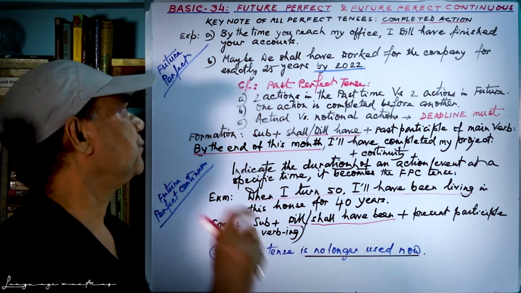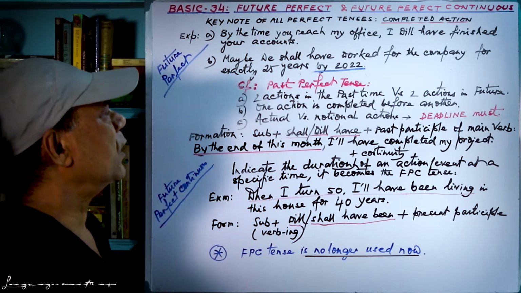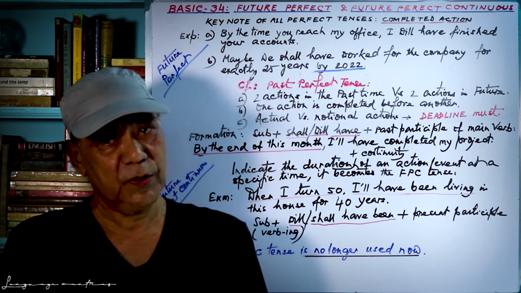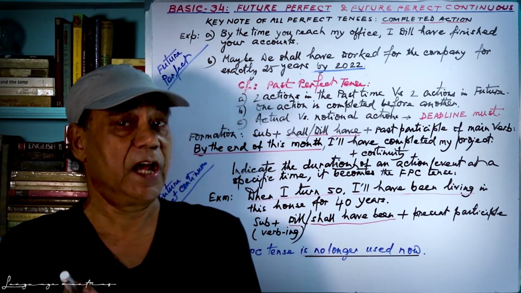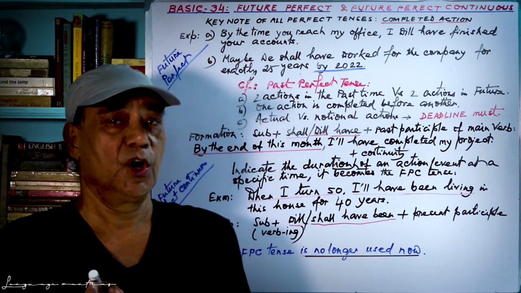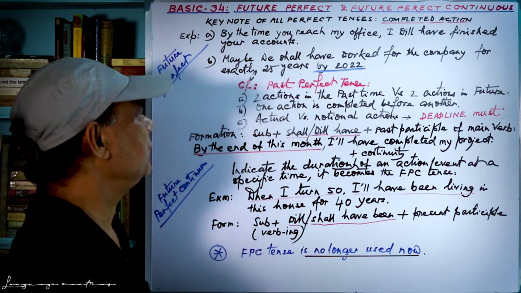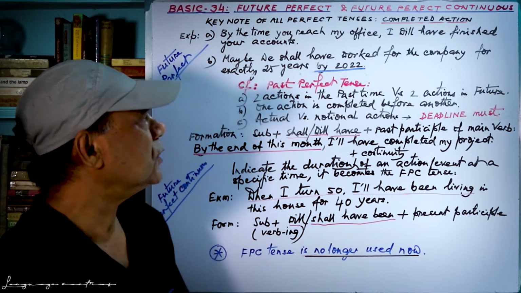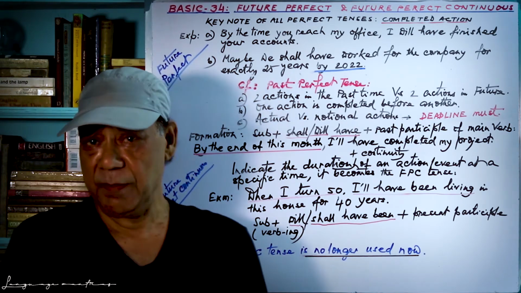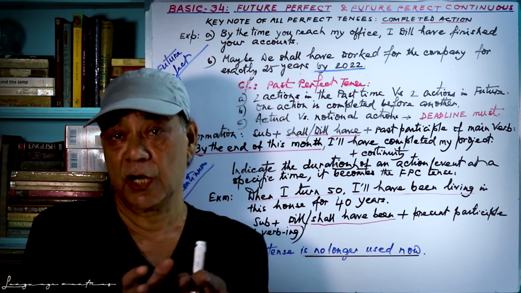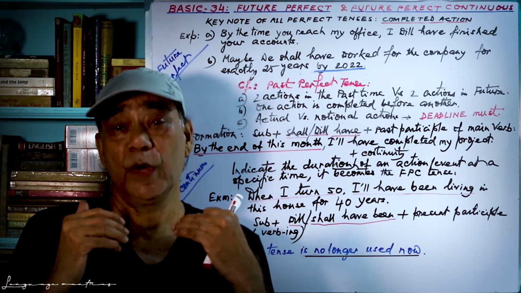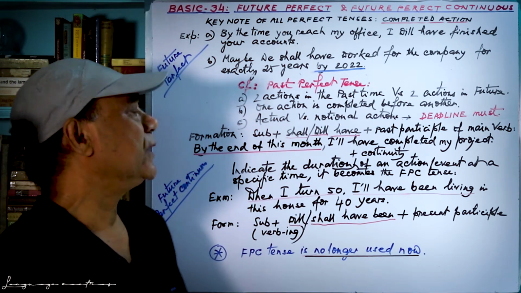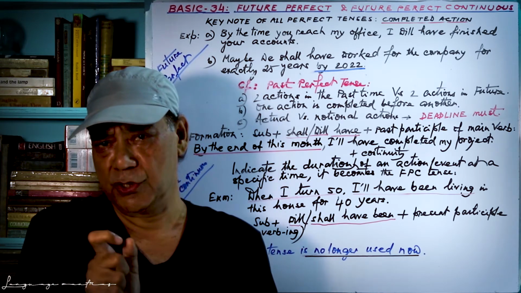Example number 2. Maybe we shall have worked for the company for exactly 25 years by 2022. So 2022 is the time, reference, deadline, or say given time. By this time, by the year 2022, what will happen? We shall have worked for the company for exactly 25 years. Our service for the company will complete 25 years. So, we shall have worked for the company for exactly 25 years by 2022.